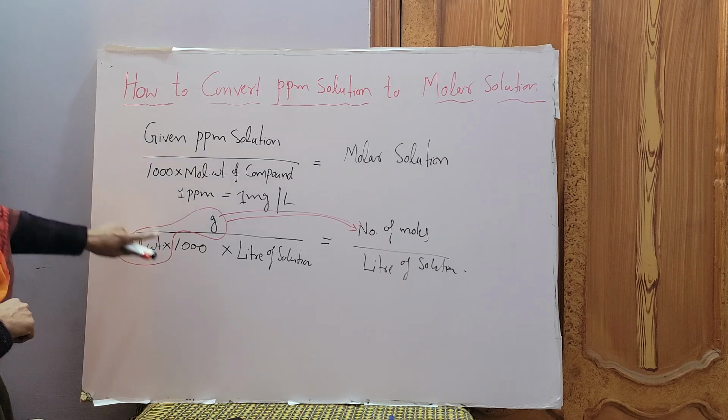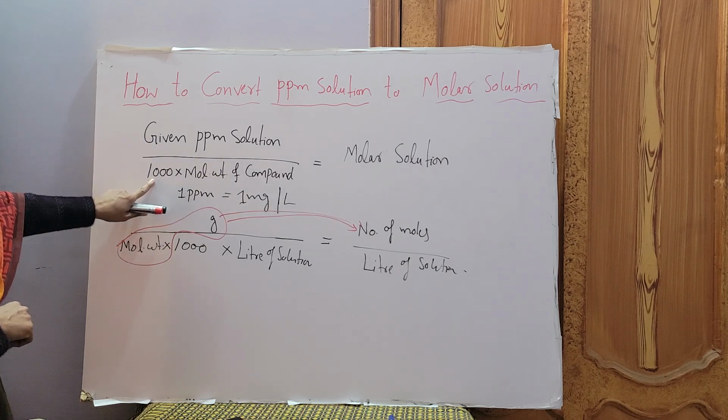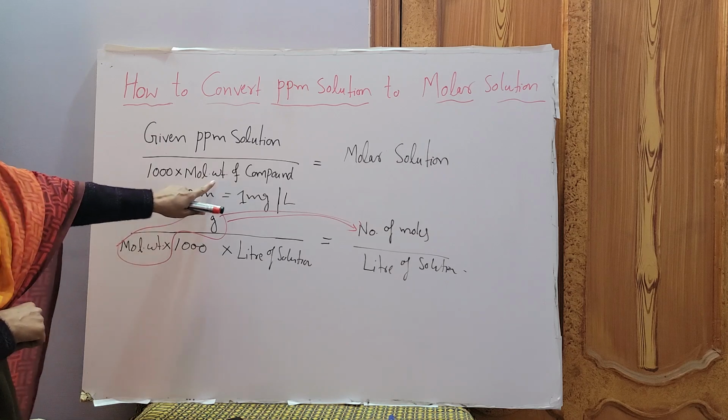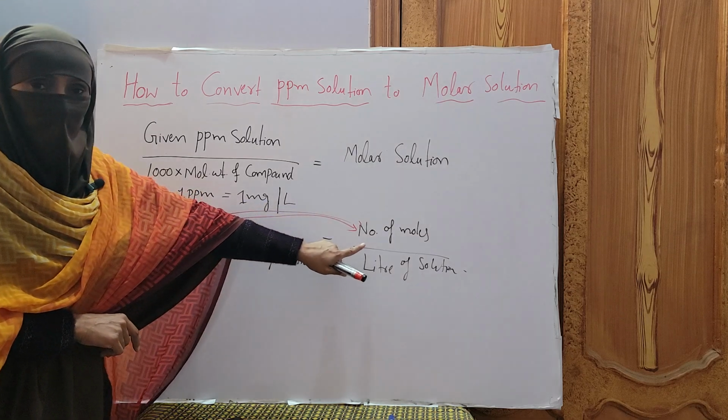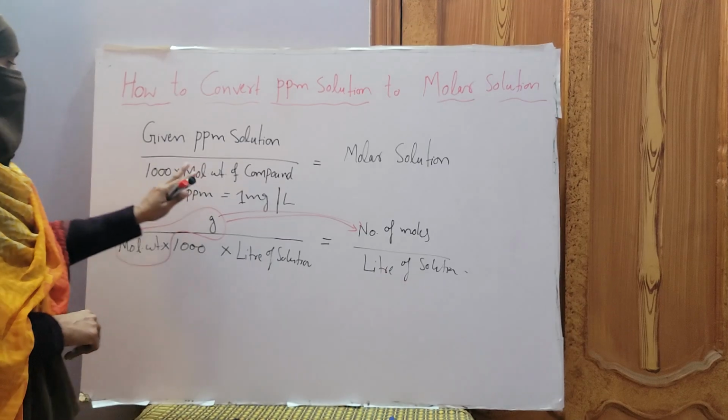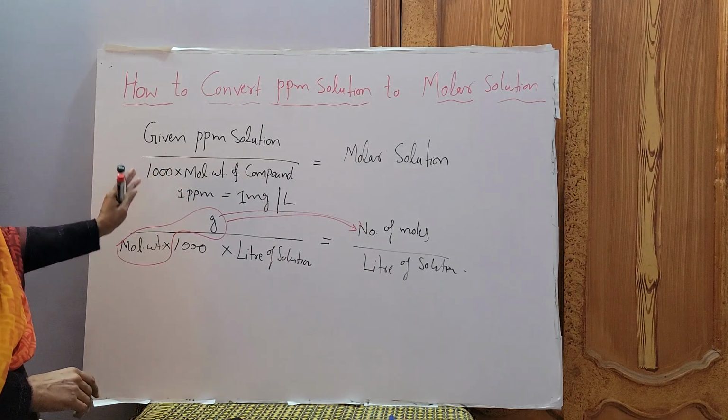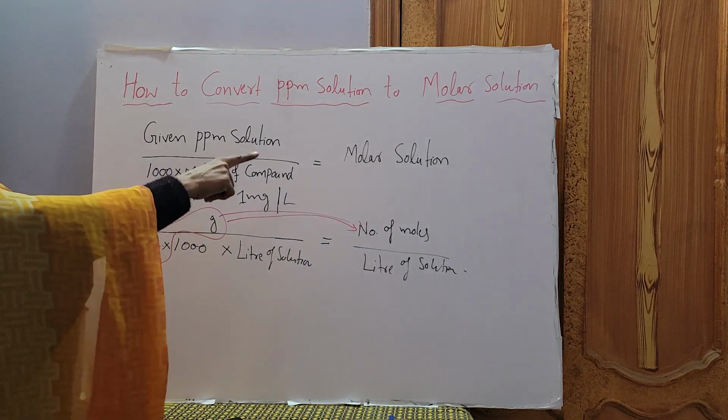Given ppm solution divided by 1000 to convert milligrams into grams, and divided by molecular weight to convert these grams into number of moles of the solution. So by applying this formula, your sample is converted into molar form.